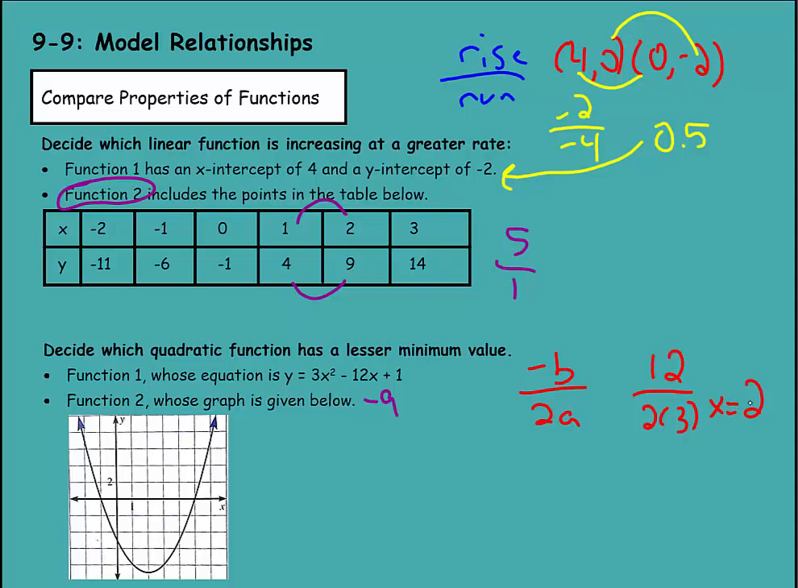We can plug this 2 in for x, and then we can solve for our y value. So 2 squared is 4. 3 times 4 is 12. Minus 2 times 12 is 24. Plus 1. 12 minus 24 is -12. Plus 1 is -11. So it's a good thing we waited to see, because the y value when x is 2 is actually negative 11, which is lower than the negative 9. So we're going to say function 1 with the equation has a lower minimum value.